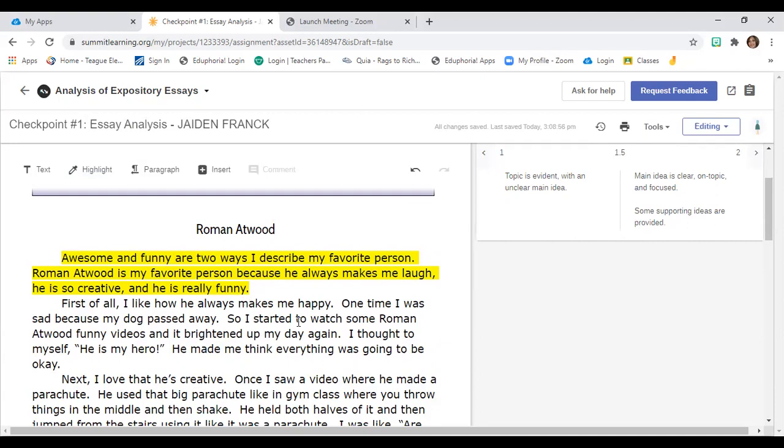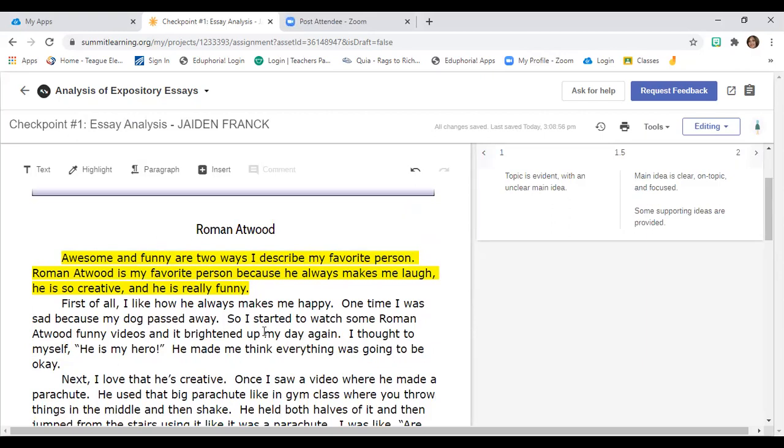the central idea. So I'm going to go ahead and just read this to you. I will not be giving you the answer, boys and girls, because it is your work. We want to see what you can do independently. Awesome and funny are 2 ways I describe my favorite person. Right now is when you need to be thinking, okay, what is this sentence talking about? That should give you a hint about what this paper is going to be. Roman Atwood, it's my favorite person because he always makes me laugh. He's so creative and he is really funny.